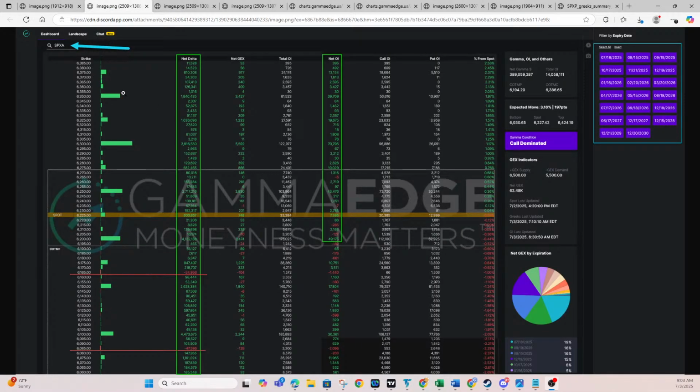Looking at the SPXA, this is our cruise ships. Again, longer expiries. These are monthly expiries. These are larger positioning institutionals, larger market participants. We're call dominated above and below spot price. You'll notice the green net deltas basically through the whole structure and complex, as well as the net OI.